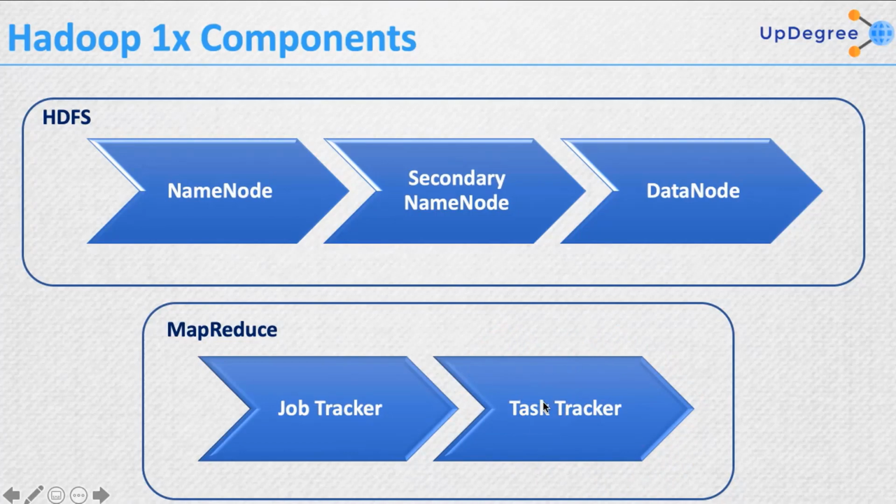Okay, I want this much memory to process the data. I need this much CPU to process the data. And who is going to completely process the data? Which is your task tracker. So again, here we have the master and the slave architecture.